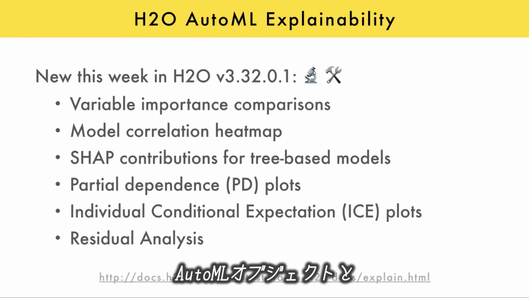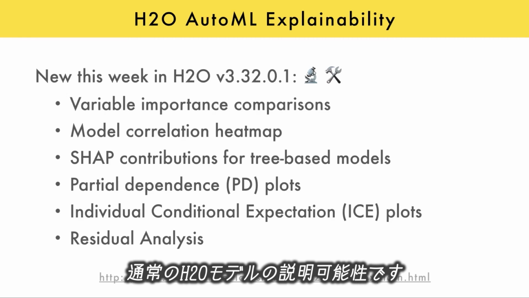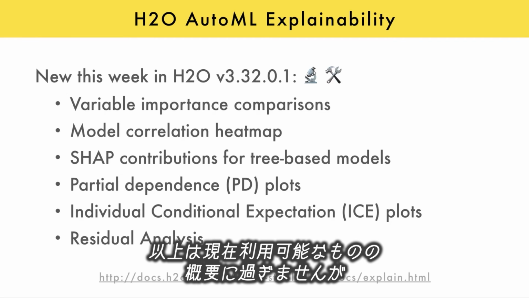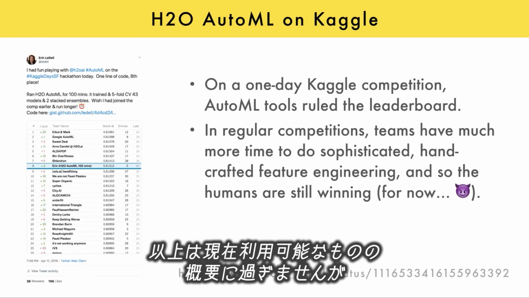So we now have model explainability for both AutoML objects and regular H2O models. This is just an overview of what's available there.